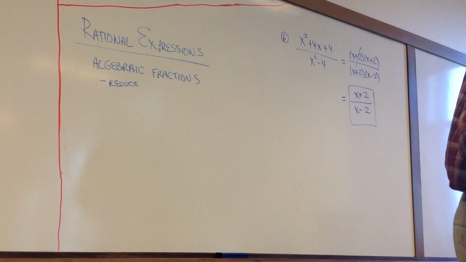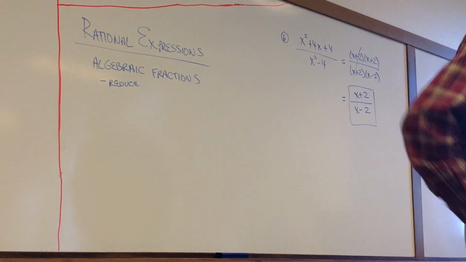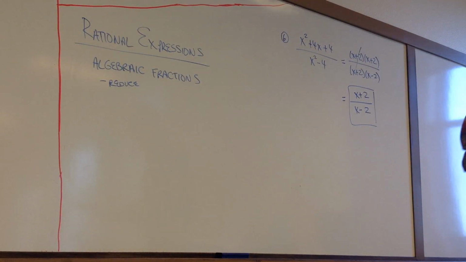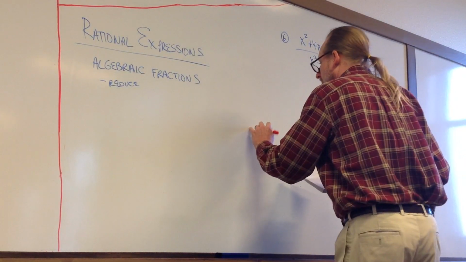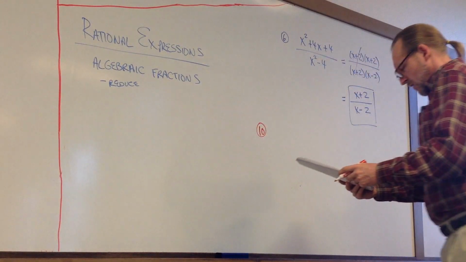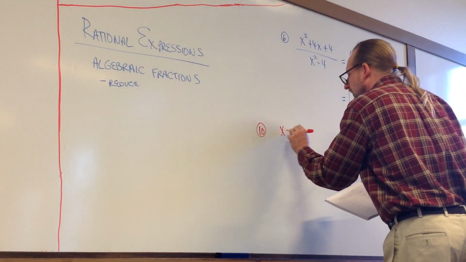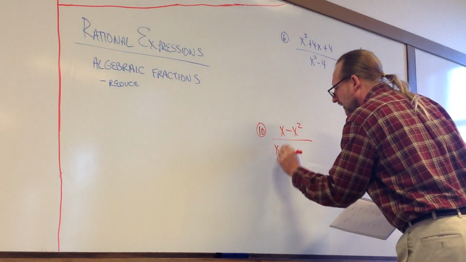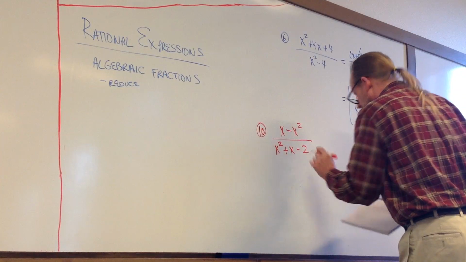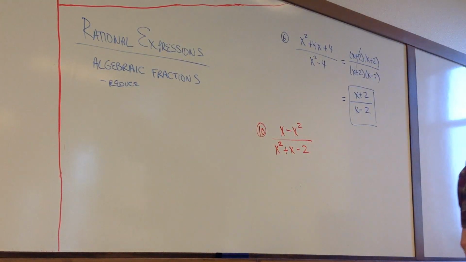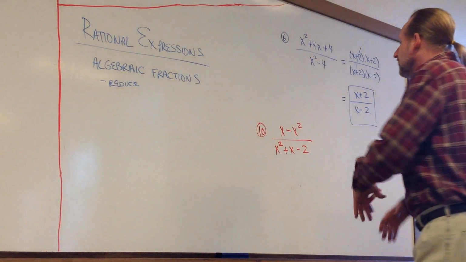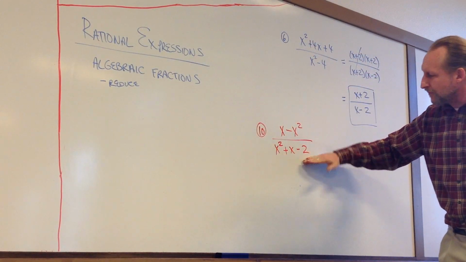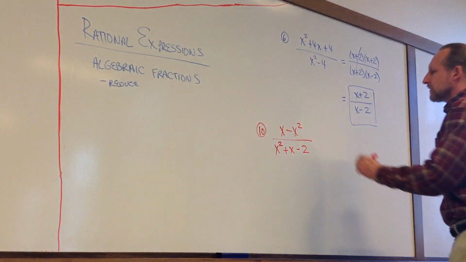Okay, let's see here. Let's look at problem 10. Problem 10, we start out with x minus x squared on top, and then x squared plus x minus 2 on the bottom. So again, what we need to do is decide what are the factors of the top, what are the factors of the bottom, and do they share any factors in common.